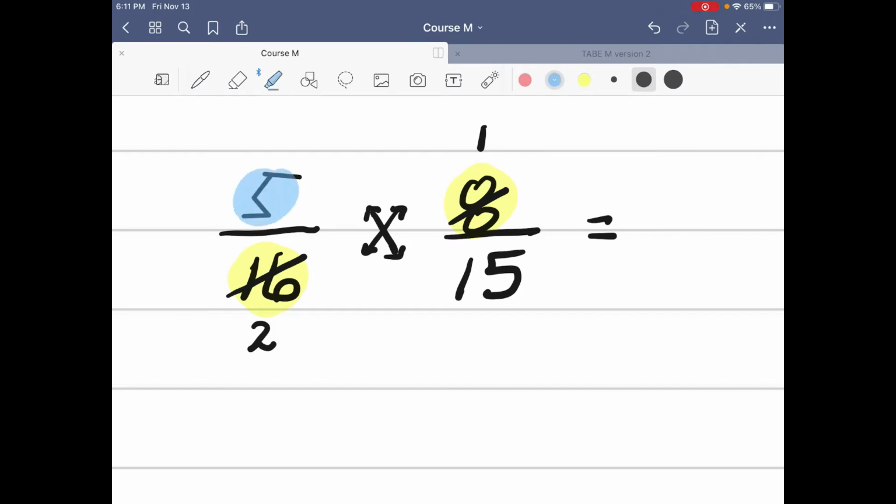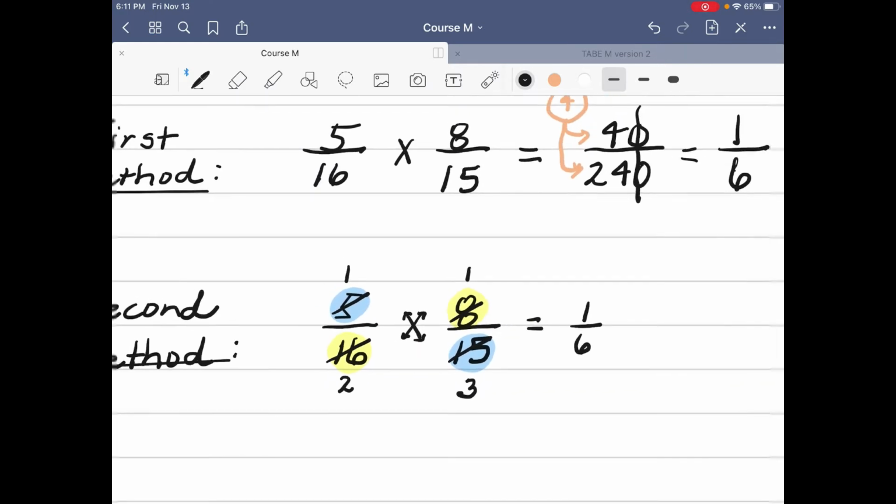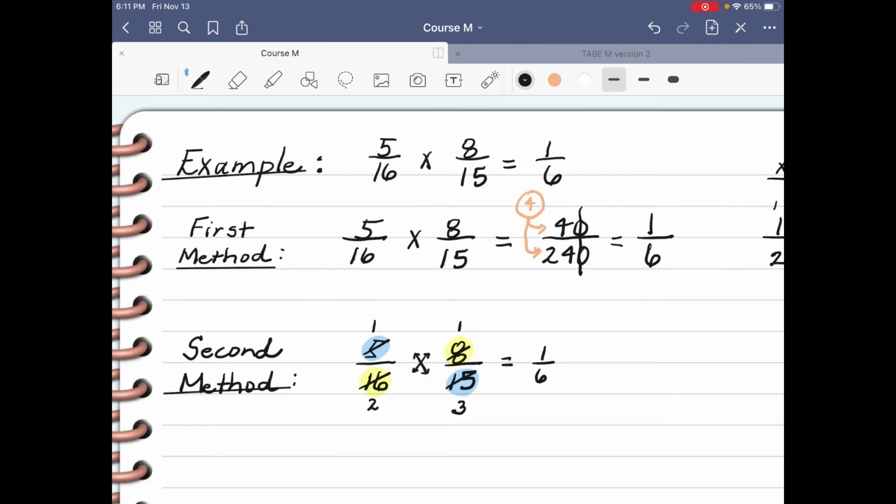So let's go this direction. Here is 5 and 15. 5 into 5 is 1. 5 into 15 is 3. And then when I do top times top and bottom times bottom, look at what I came up with. The same answer. It's just that I did my simplifying before I multiplied. So I'm not getting these huge numbers to have to reduce. But either way, I get the correct answer. 1/6 is the answer.